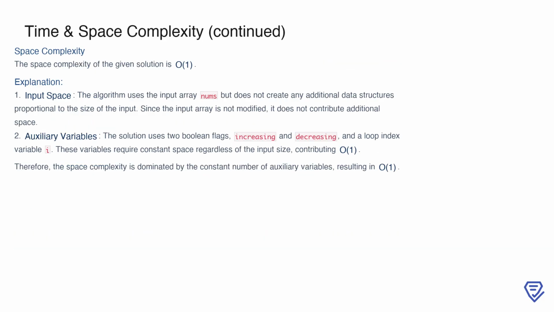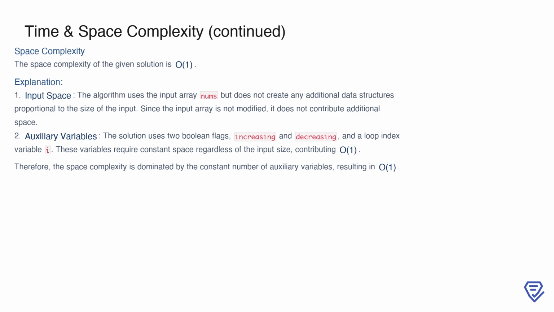Now let's examine the space complexity. The space complexity of this solution is O(1), as it does not require any additional memory that grows with the size of the input. The algorithm uses the input array nums but does not create any new data structures proportional to the input size. This ensures that the input array itself does not contribute to the space complexity.